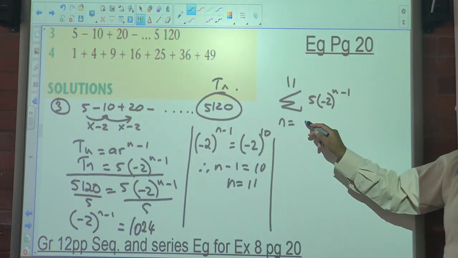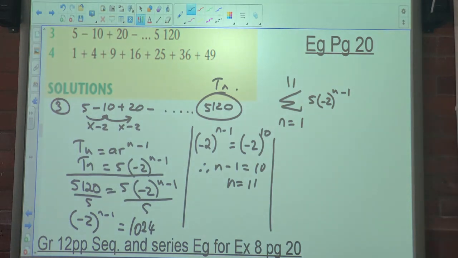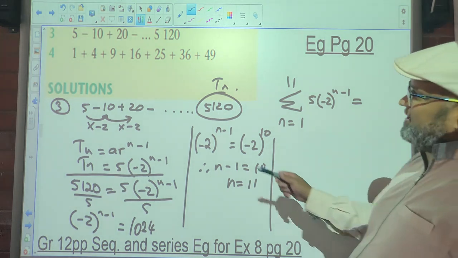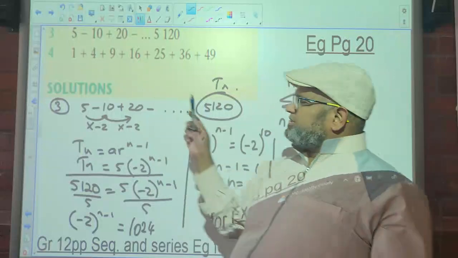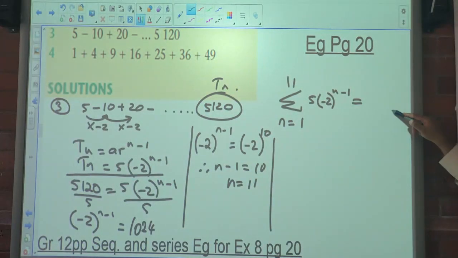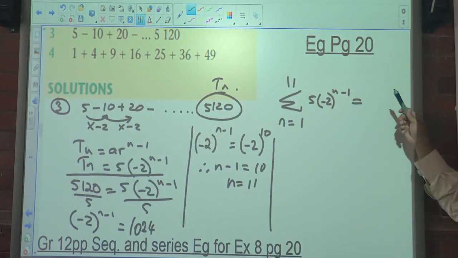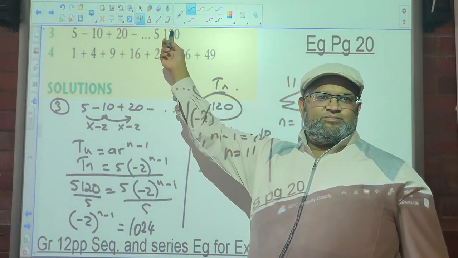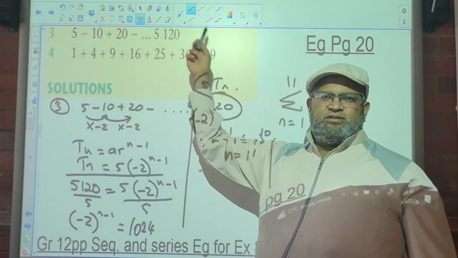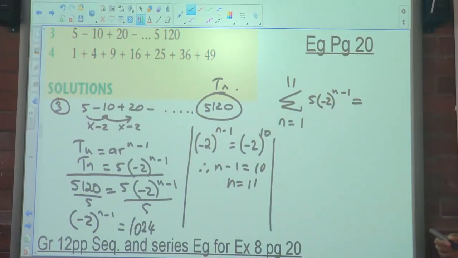Where am I starting? N is equal to? And this must be equal to what? She says 5,120, is that correct? What must come here? Sn. What is this? Last term, Tn. You guys understand? Don't get confused, no?